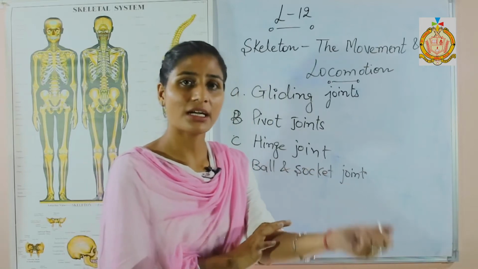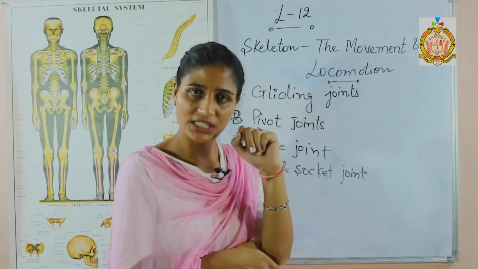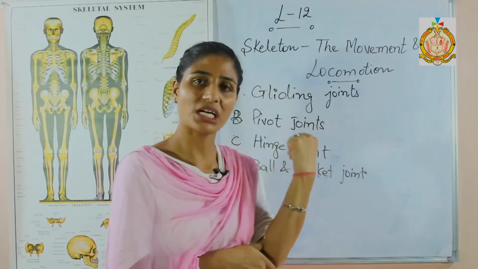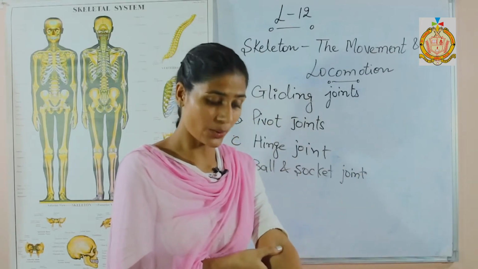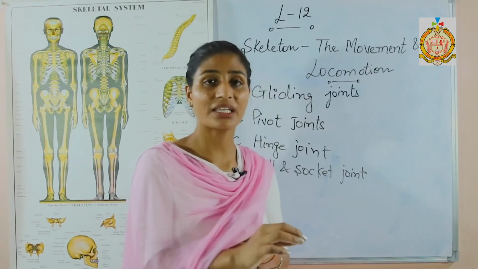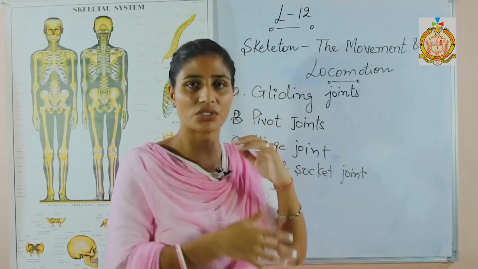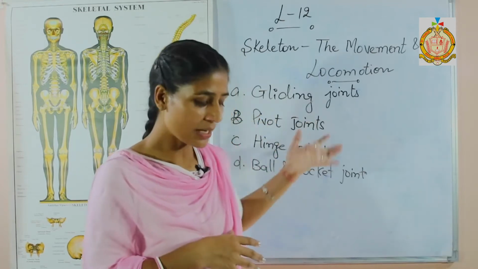The humerus and ulna, and here in the knee, the bones are attached with each other and they show some kind of movement. So these are known as hinge joints because one is attached with the other but they are not totally embedded with each other, they are only attached. So these joints are known as hinge joints.